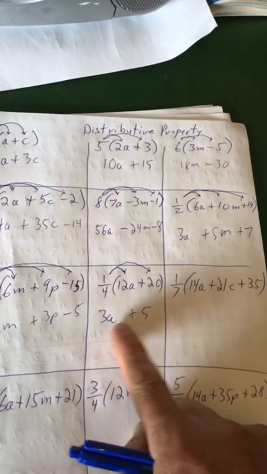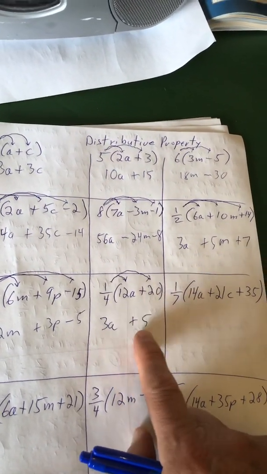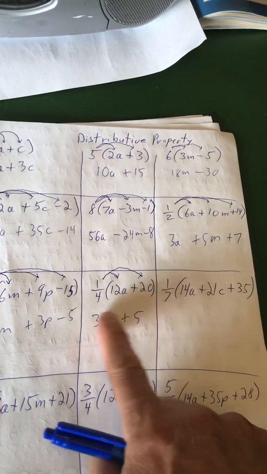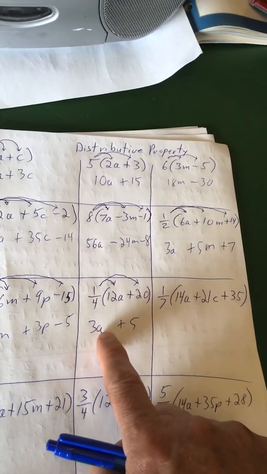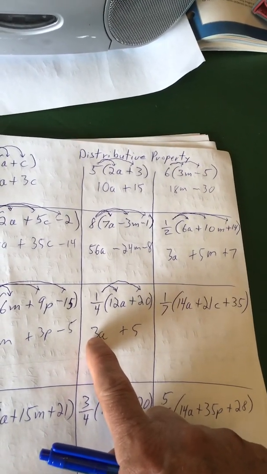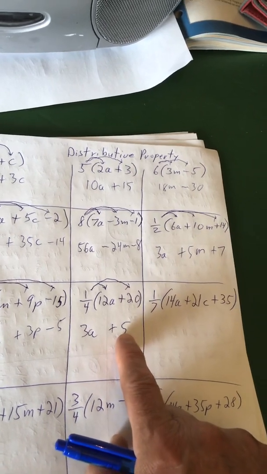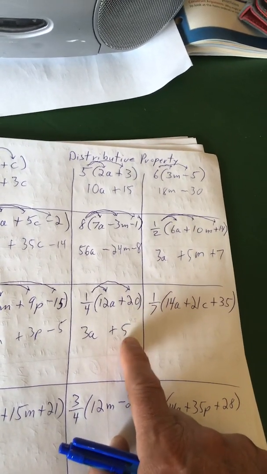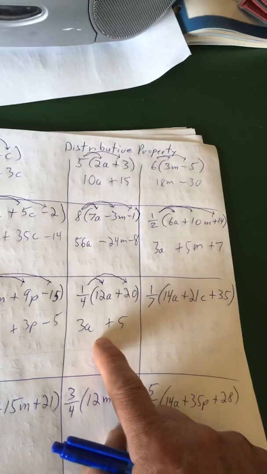And that's your answer. This is a term and this is a term. There are 2 terms in this algebraic expression. Here's your variable a. Your coefficient is 3. Your constant is 5. Just reviewing vocab from Unit 3.